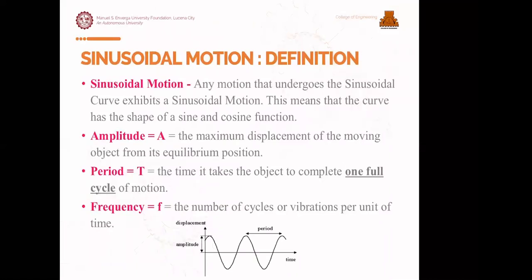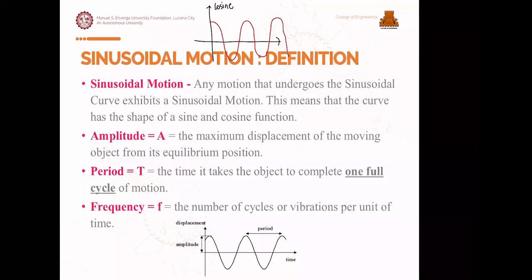Okay? So, sinusoidal motion ang tawag sa isang motion if it undergoes the sinusoidal curve. Ibig sabihin niya, yung curve natin has the shape of a trigonometric function, sine or cosine function. So, if you are not aware kung ano yung itsura ng functions natin na yan, ito yung cosine. Si cosine, kapag ginraph natin, ang itsura niya is ganyan. Sa infinite yan na ganyan yung wave niya.